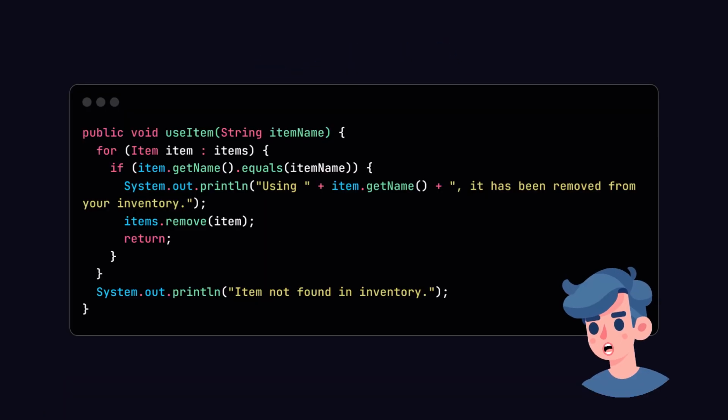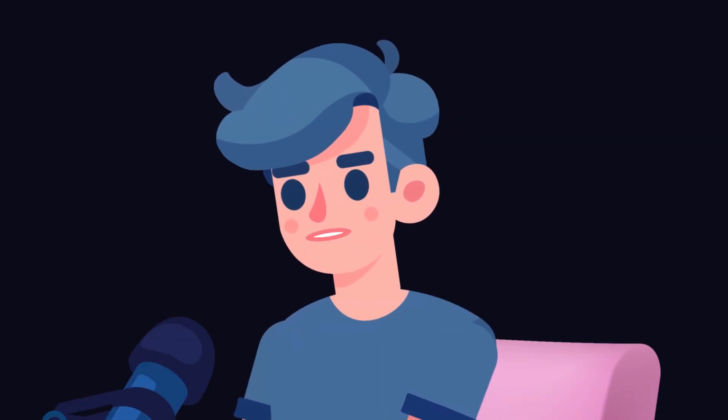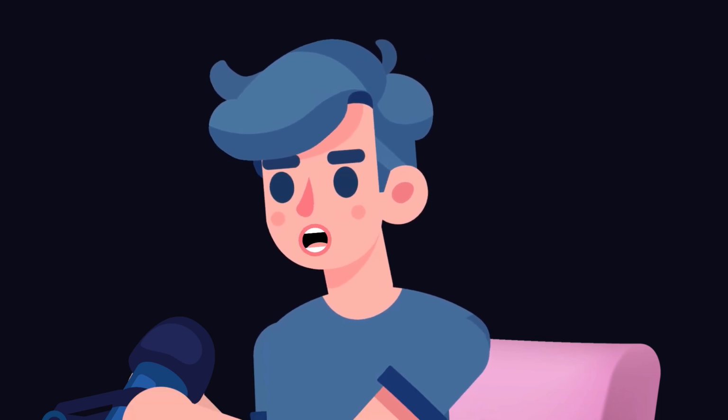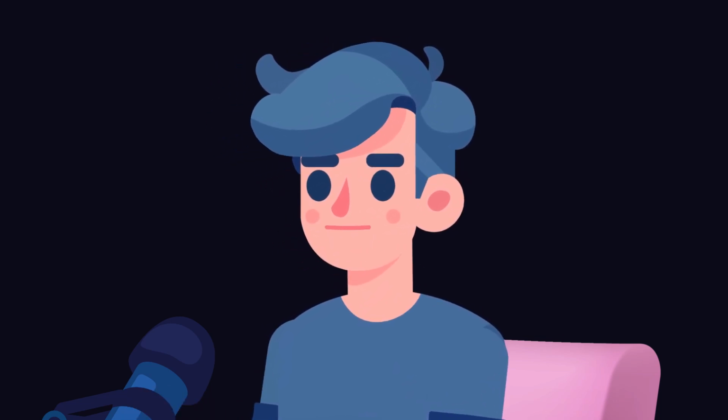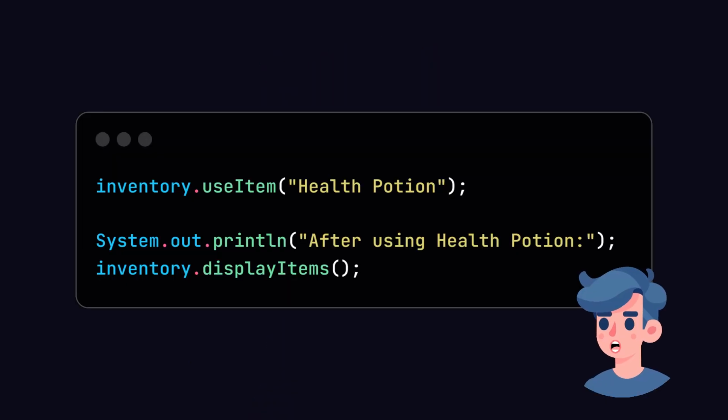Now that we have our inventory size limitation working, let's add a feature where we can use items from the inventory. For this, we can create a method to use an item, which might involve removing it. You can call this method with the name of the item you want to use. It will check if the item exists in the inventory, print a message that it's being used, and then remove it. Let's test the new use item functionality in the main method.